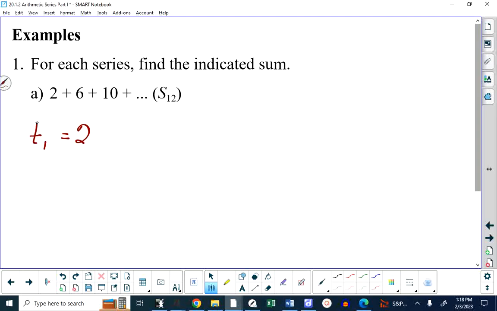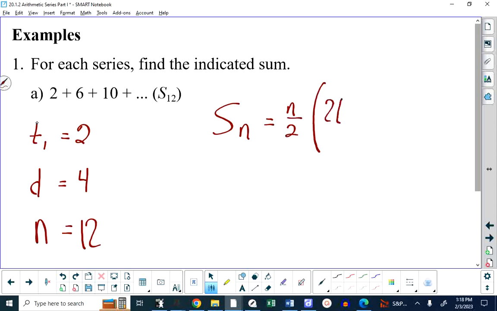The first term is 2. Looking at this, it's not a big leap of logic to see that the common difference is 4. As brilliant as Leonard Euler's formula is, it's only valuable if we know the last term, and we don't. So what we can do instead is use this formula, Sn. Oh, by the way, n equals 12, right? Because we're trying to find S12. Sn equals n over 2 times 2t1 plus n minus 1 times d. That's the formula we're going to use.